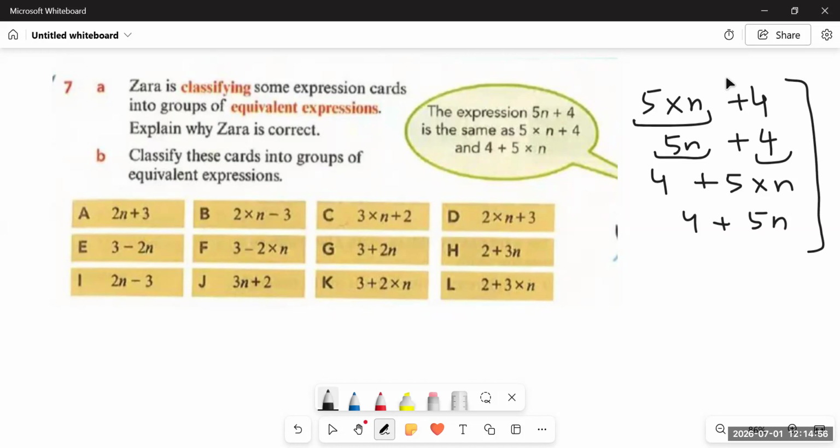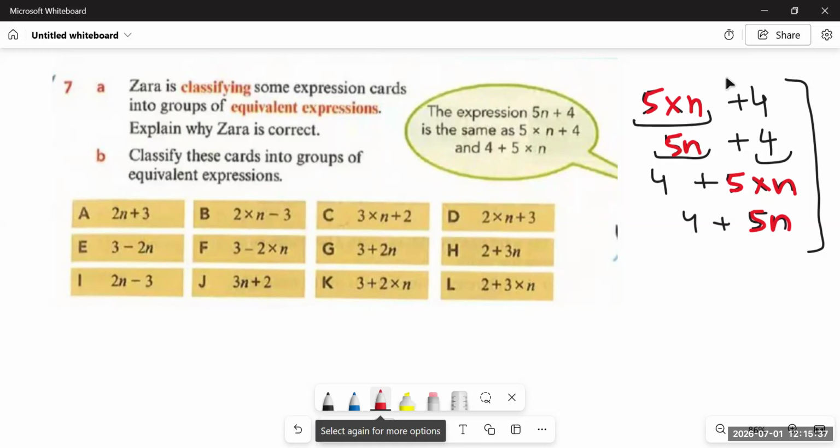5 multiplied by n plus 4 or 5n plus 4. Similarly, 4 plus 5 multiplied by n or 4 plus 5n. They all have the same value. Why? Because 5 multiplied by n is equal to 5n in all these situations. Okay. This is, you can say, a single term. So you have to explain why Zara is correct. Because 5 multiplied by n is equal to 5n, and in all these situations, she'll get the same answer. Therefore, they are all equivalent expressions and she is absolutely correct.